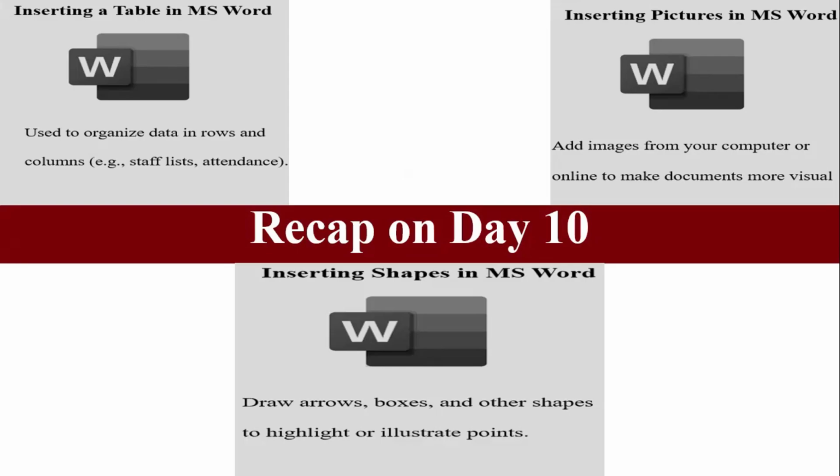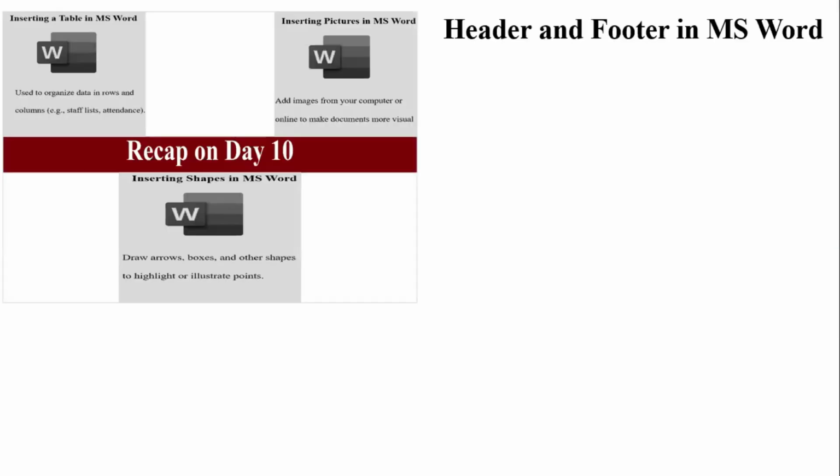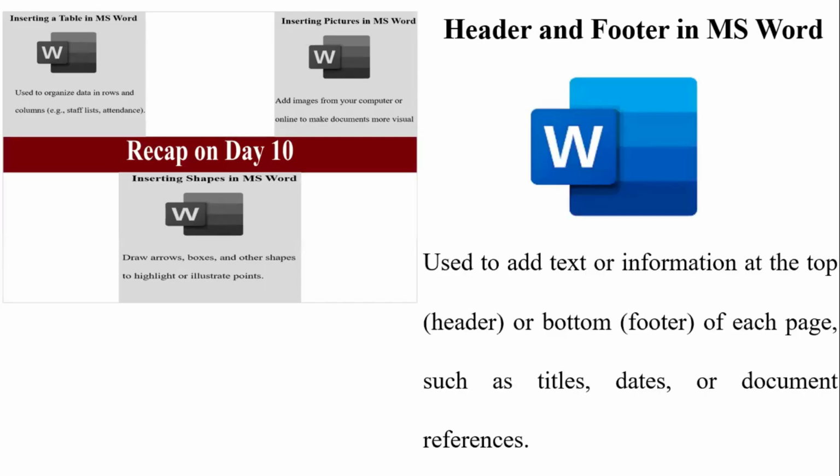So we'll go into the things that we are going to do today. Today we have header and footer in MS Word. So it goes like this. A header in MS Word is used to add text or information at the top, and a footer at the bottom, of each page, such as titles, date, or document references.